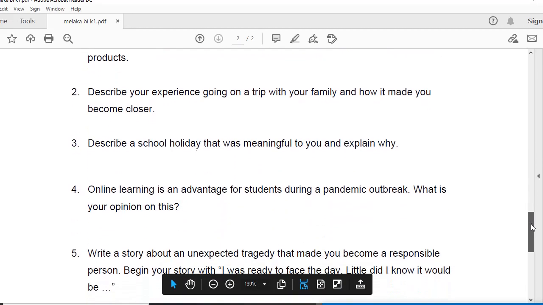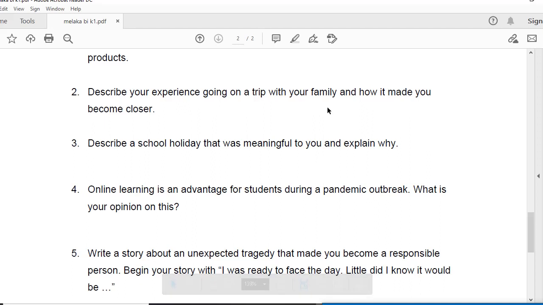Okay, number 2. Describe your experience going on a trip with your family and how it made you become closer. There are 3 things that you need to discuss in this question. So describe your experience, meaning describing an event. The event of going on a trip, perjalanan, melancong. Okay, doesn't matter whether you go overseas or just in Malaysia. Okay, with your family. So you need to tell the story about your family as well.